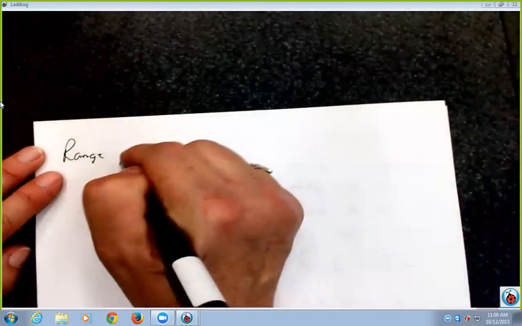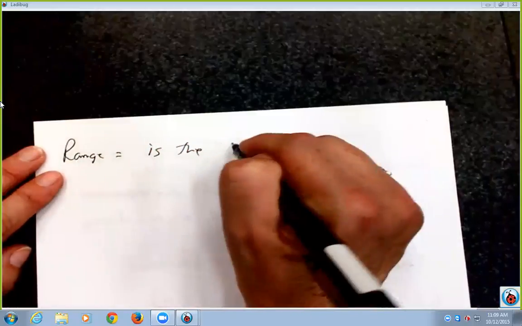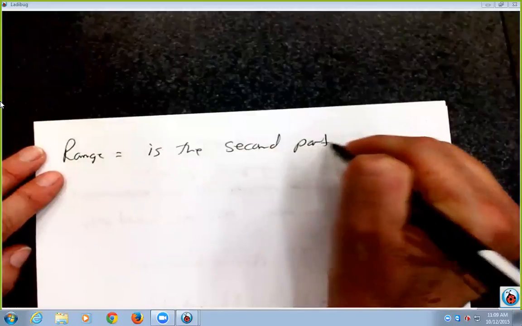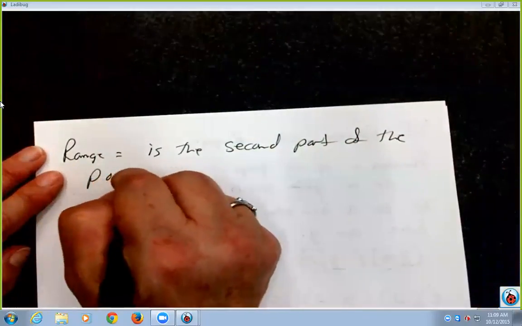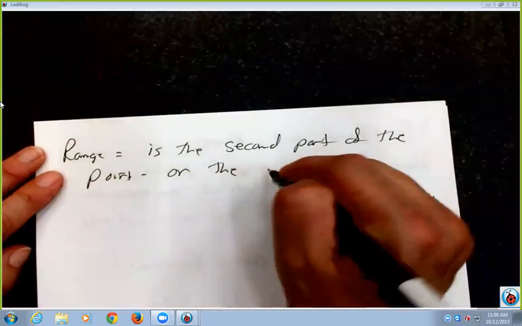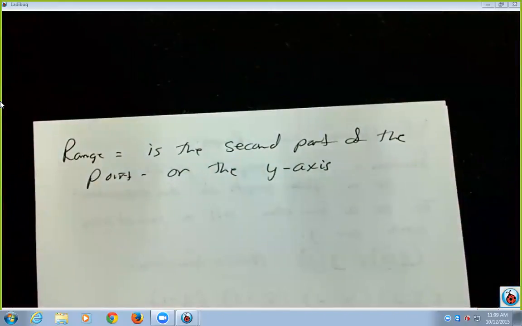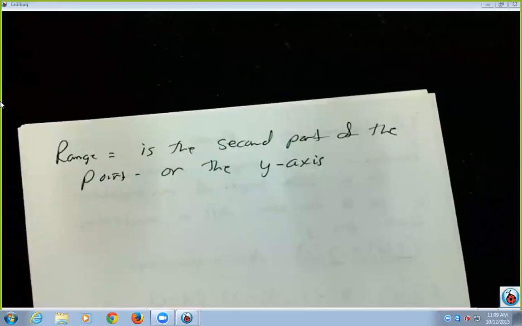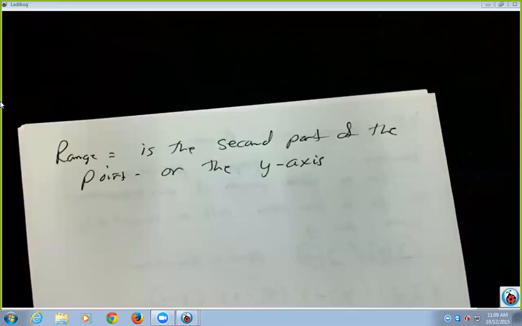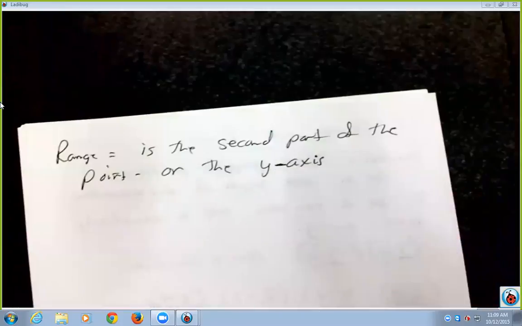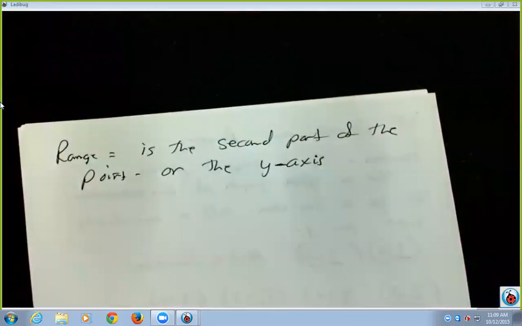So the range is the second part of the point, or the y-axis. So we're looking at the y-axis piece with that. We're looking at the second part of the point, and we are also looking at it as the y-axis. So that becomes our key piece in there when we work with that. Okay, so you're going to look at that piece.